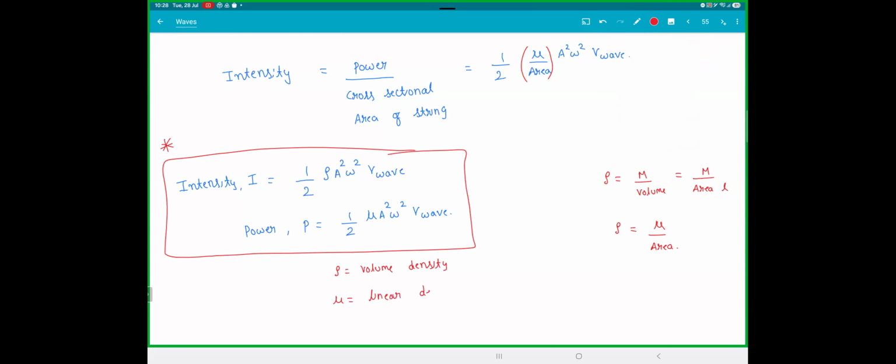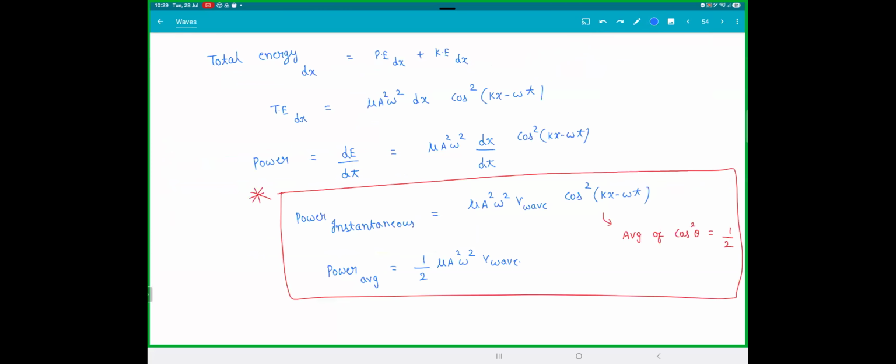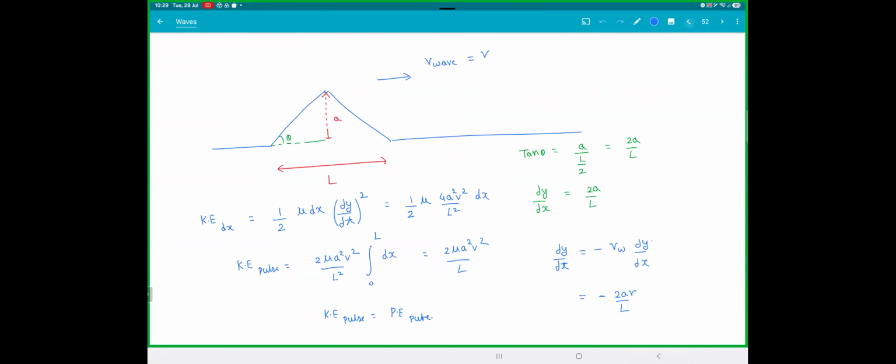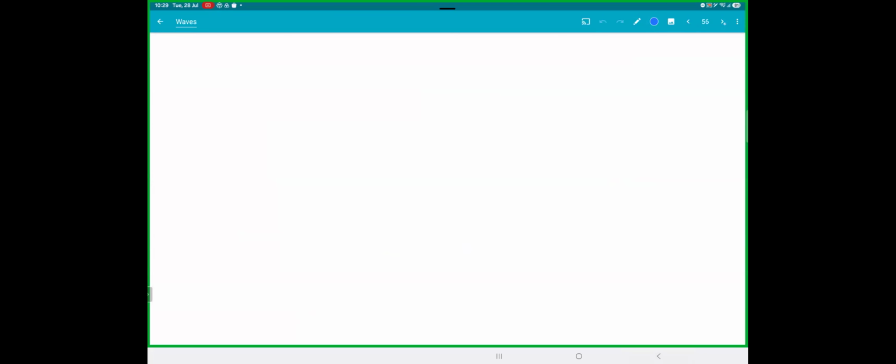So you can have two copper wires. They'll have the same rho, but if their area is different, they can have different mu. You can have a thick wire and a thin wire, and you can have different mu's. All clear with the stuff? Let's do one question on this, and then that's the energy part there.